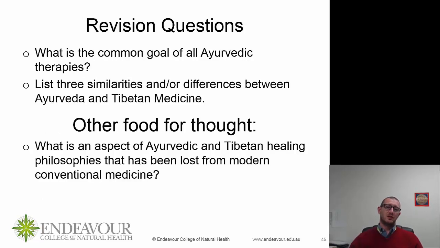So some revision questions as we finish up our lecture today. What is the common goal of all Ayurvedic therapies? And list 3 similarities and or differences between Ayurveda and Tibetan medicine. And some final food for thought. What is an aspect of Ayurvedic and Tibetan healing philosophies that has been lost from modern conventional medicine?